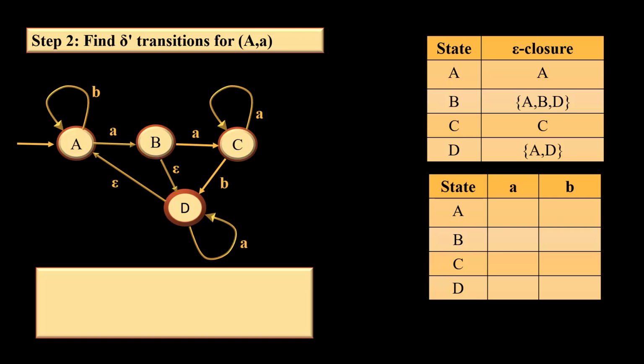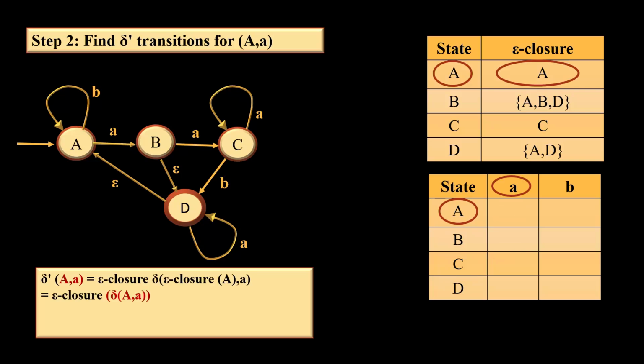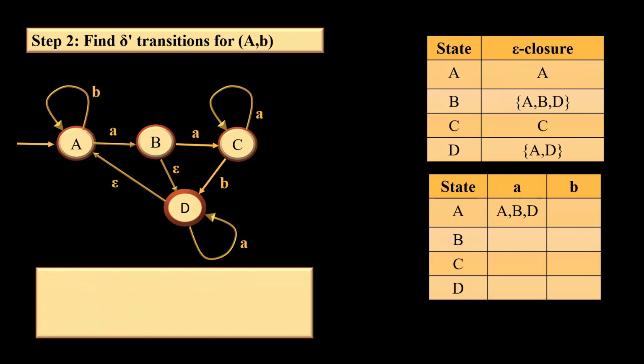Next step is that we need to find the delta transition. Delta transition for A, comma A. Epsilon closure of A is A itself. So we will take epsilon closure of A, comma A, and we will check the NFA. On A, there is a transition to B on input A. So we will include epsilon closure of B. As far as the table is concerned, epsilon closure of B is A, B, D. So corresponding to A, comma A, we will have an entry A, B, D.